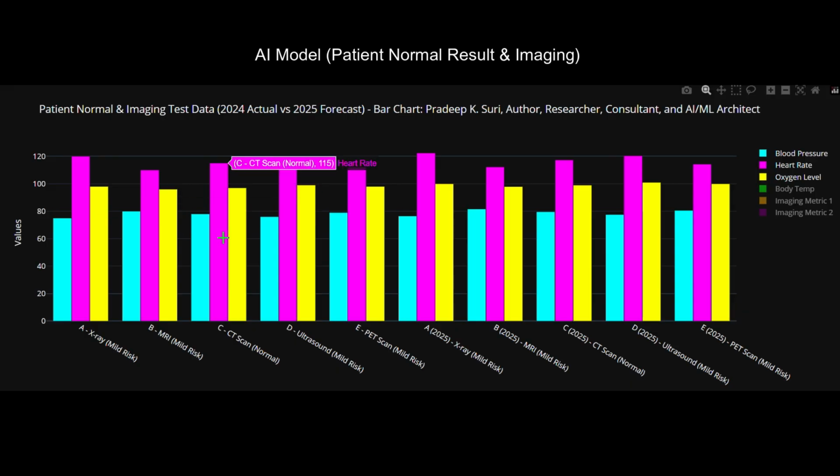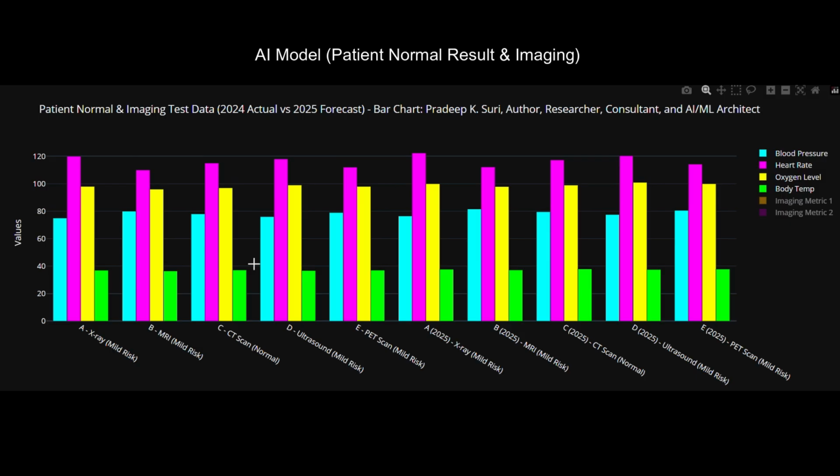The program first defines patient names and imaging test types, then generates synthetic test data for AI model testing using NumPy arrays. A diagnostic function evaluates health conditions based on test results and classifies each patient as high risk, mild risk, or normal. The program then creates a data frame using pandas, storing all patient details along with their diagnostic results.